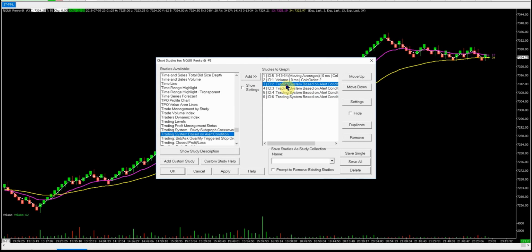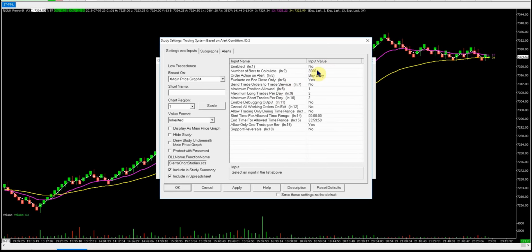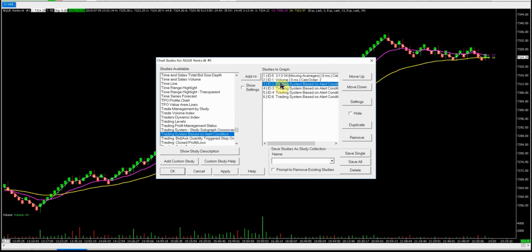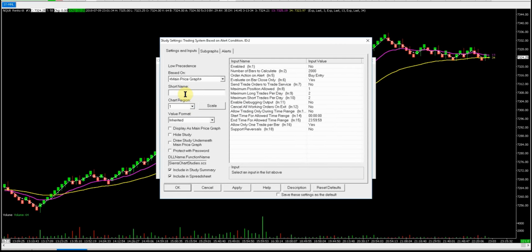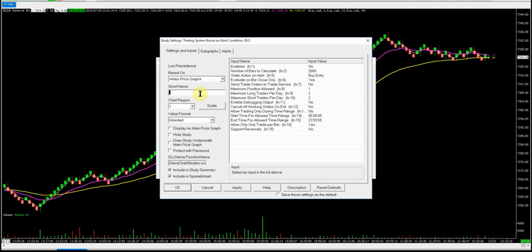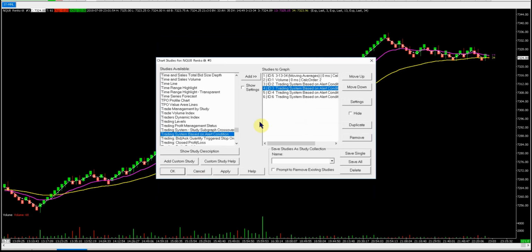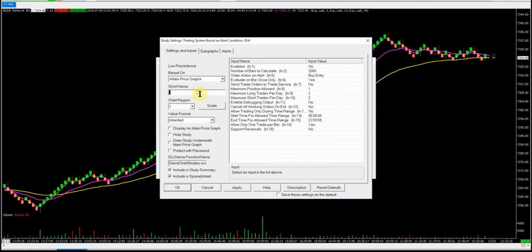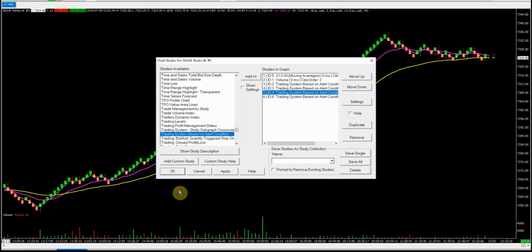So you've got one trading system based on alert condition. So this will be your buy entry. This will be your, and I'll just call it buy entry, buy exit. There we go. We'll change that to buy exit. Sell entry is here. And sell exit. We'll put that on there. So sell entry and sell exit.